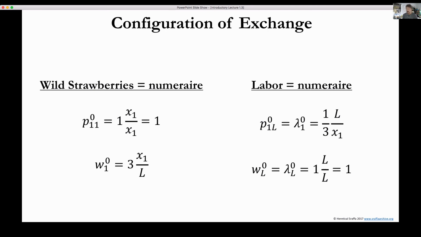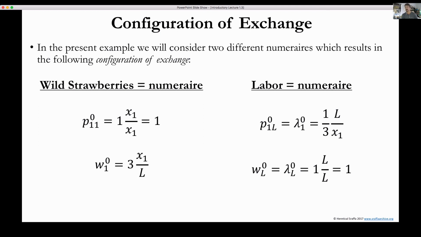But the point is that that's our labor bestowed. With the classicals it's called labor bestowed, and then of course the wage rate is going to be equal to 1. And there again you can see the labor per labor cancels out, rendering the price of the numeraire commodity equal to unity with no units. All right, that's going to be our configuration of exchange.